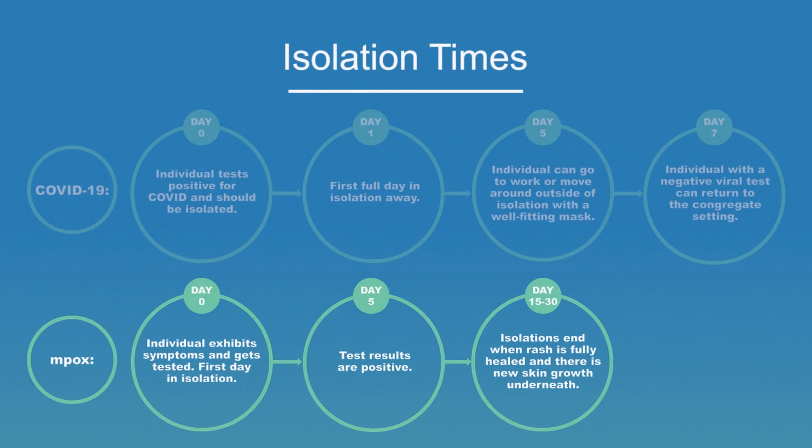There is no defined isolation period for people who have Mpox, other than to say it generally lasts from 2 to 4 weeks, which translates to between 15 and 30 days. Isolation can end when the rash has healed and a new layer of skin has formed. How much time this takes will be different for each person.